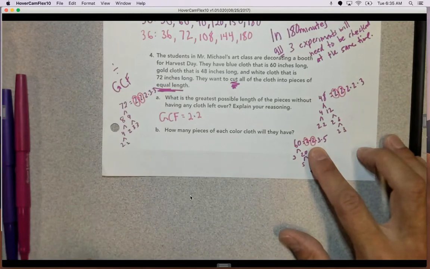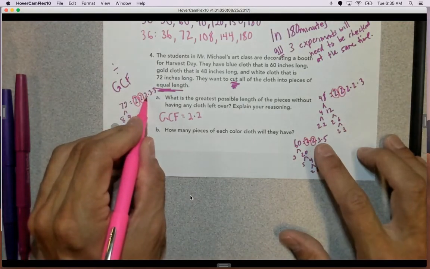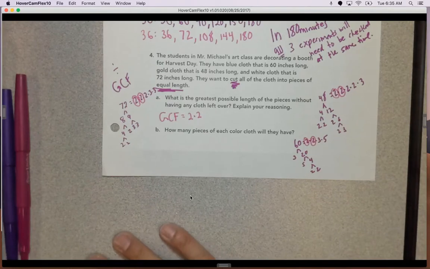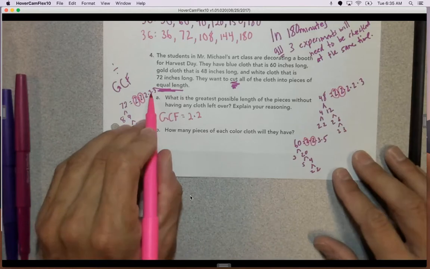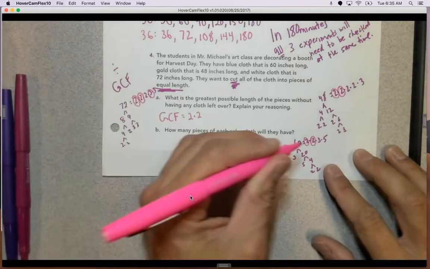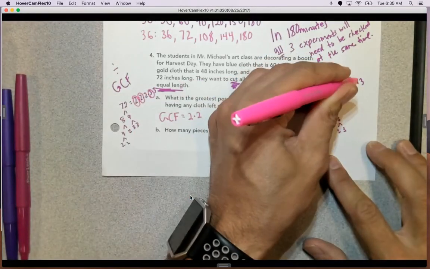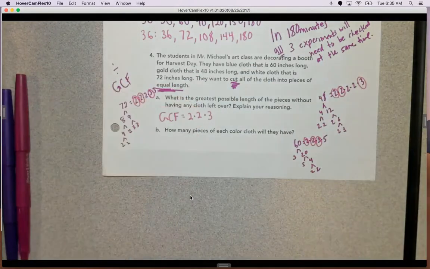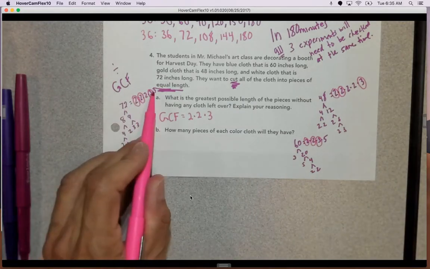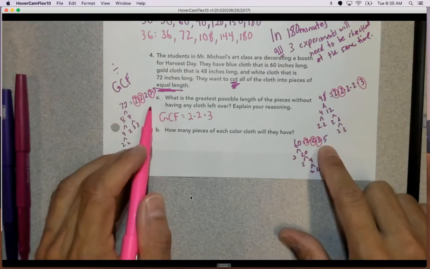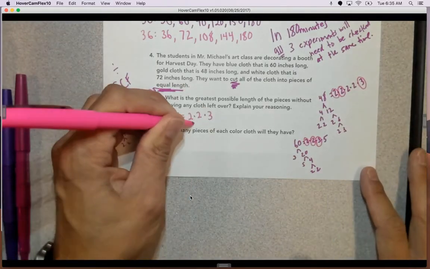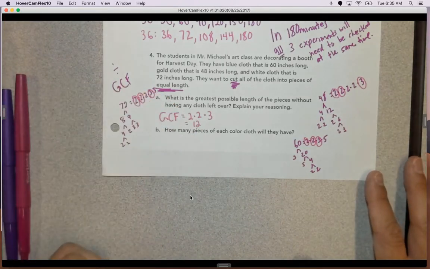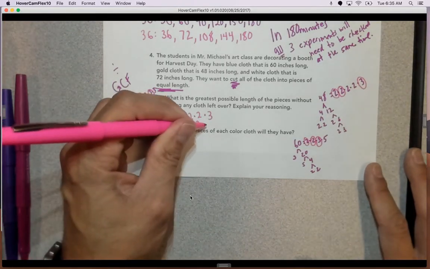That has a 2, no 2, no 2. They all don't have a third 2, so there are not 3 2s in the GCF. Next, 3. There's a 3 here. There's a 3 here. And there's a 3 here. So a 3 goes in the GCF. Now, this one has a 3, no more 3s, no more 3s. This one has a 5, no 5, no 5s. So my GCF is going to be 2 times 2 times 3, which is going to be 12. Okay? And so 12 inches is the greatest possible.